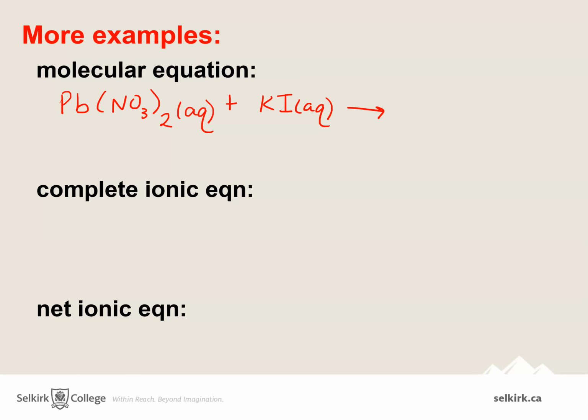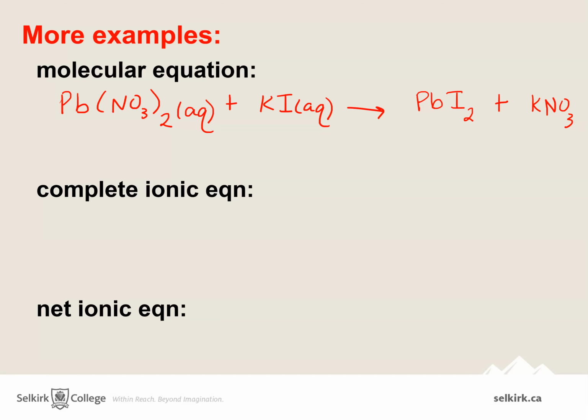Now we're going to predict the product, and you'll remember that precipitation reactions are exchange reactions or double displacement reactions. We predict the products by swapping the partners. The positive of one goes with the negative of the other. Watch the charges. Lead 2 plus is going to need 2 iodide minuses to balance the charge. Now, potassium plus with nitrate minus, there's the formula of potassium nitrate.